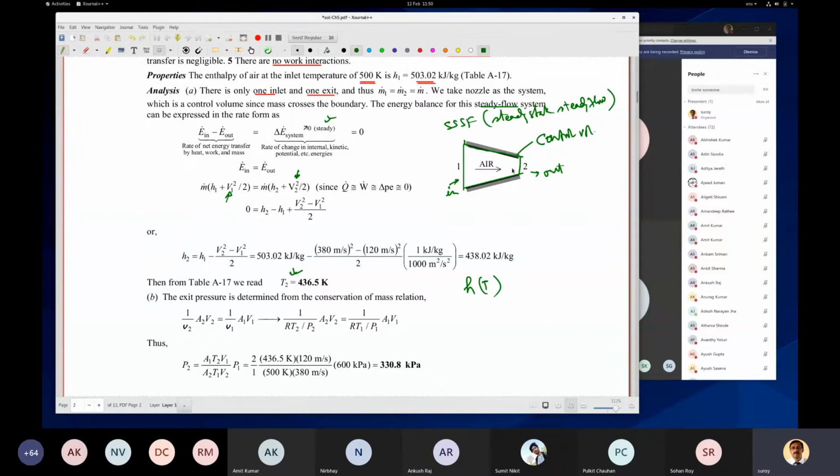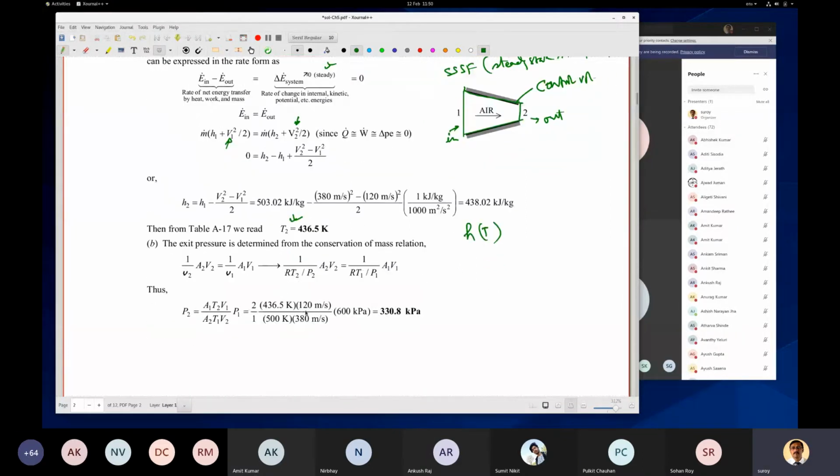Why is there a change in enthalpy? Because there is a change in kinetic energy. There is no heat transfer, no work transfer, but there is change in kinetic energy. So that is why it is happening. And then you can use the ideal gas law.